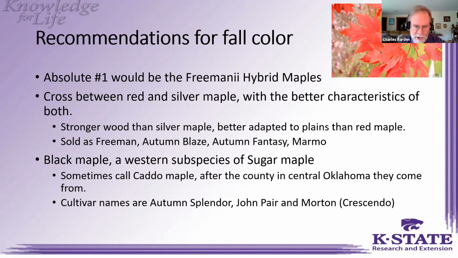And so if you can find the Caddo maple or the named varieties Autumn Splendor, John Pear, I really recommend them as being more like a sugar maple. So it wouldn't have the serrated leaves like we see here, but it had that bright orangey to red color.